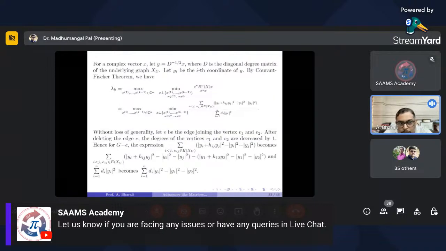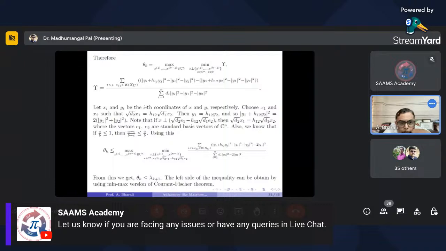So here you can see this is nothing but the Courant-Fischer theorem, and this is the Rayleigh quotient. Then you can have the max-min formula for lambda k. And in the next slide, what you can see is that there is an additional condition required.